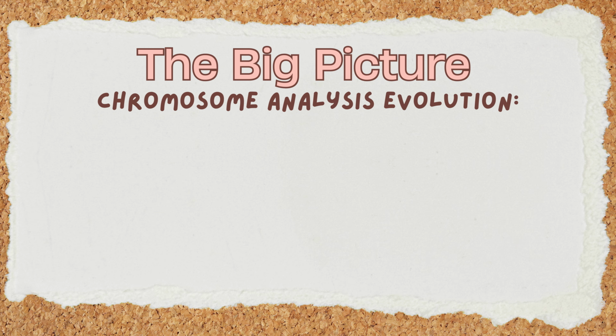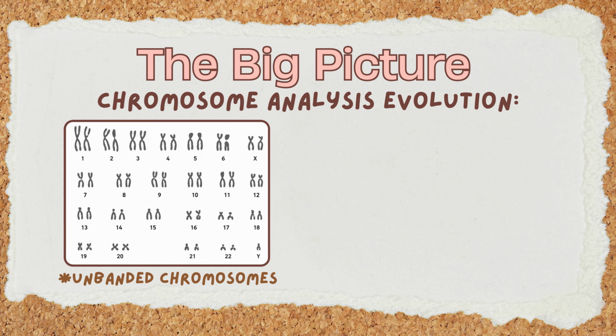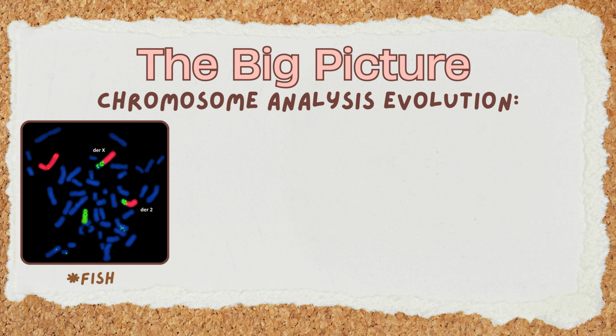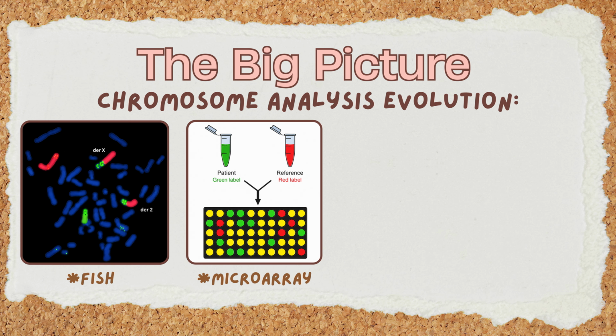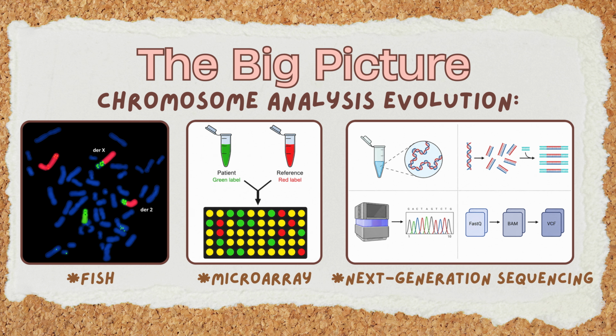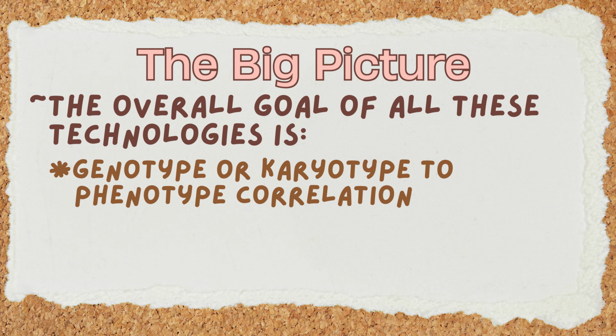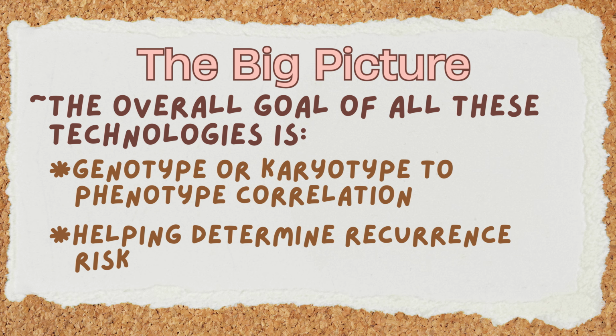Now let's look at the big picture. Historically, chromosome analysis evolved from unbanded chromosomes to banded karyotypes, then FISH, then microarray technologies, and now next-generation sequencing approaches. The overall goal of all of these technologies is genotype or karyotype to phenotype correlation and helping determine recurrence risk. But each technology has distinct strengths and weaknesses, which is why choosing the right test depends on the clinical question being asked.